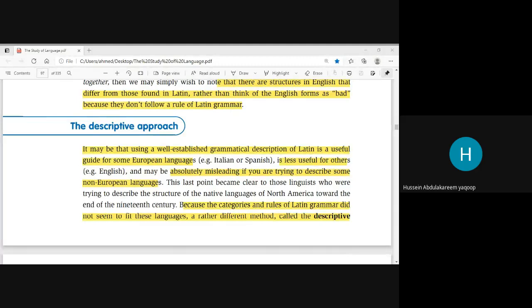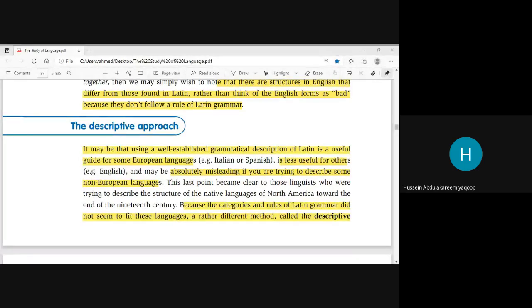Okay, guys, let's resume. We are at this station, exactly the descriptive approach. Again, I just have to remind you of what we have: two approaches up to now. We have the prescriptive, which is the old perspective, and now we have the descriptive approach.